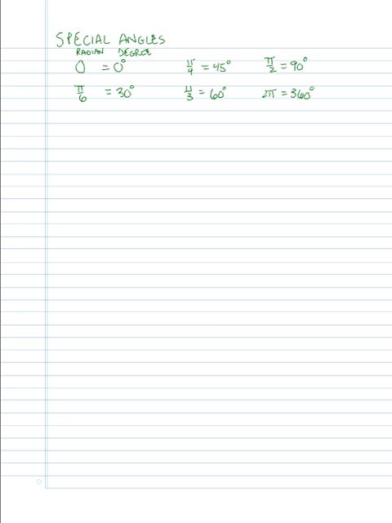I had to clear my throat. So let me list these, though. I'm thinking of 0 degrees, 30 degrees, 45 degrees, 60 degrees, 90 degrees. They're not all in the first quadrant, but if we're thinking of the unit circle, they all live in here, okay? They all live in here.